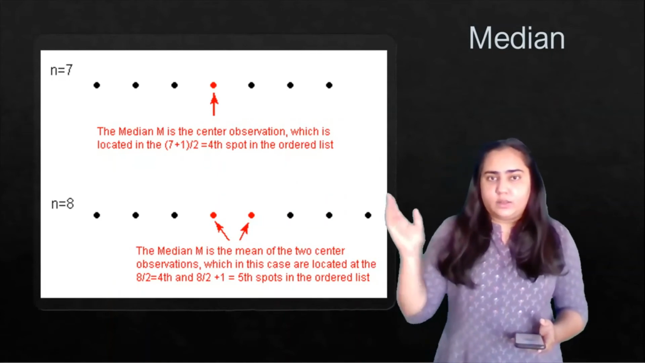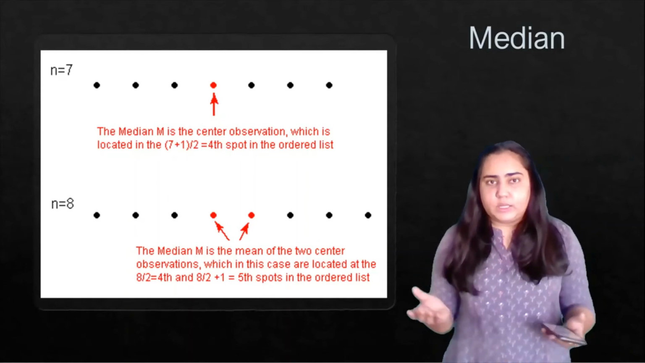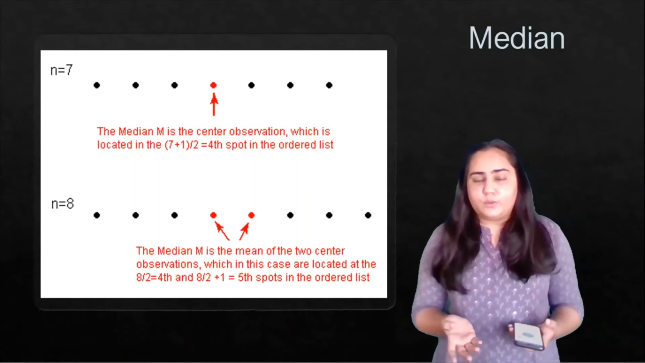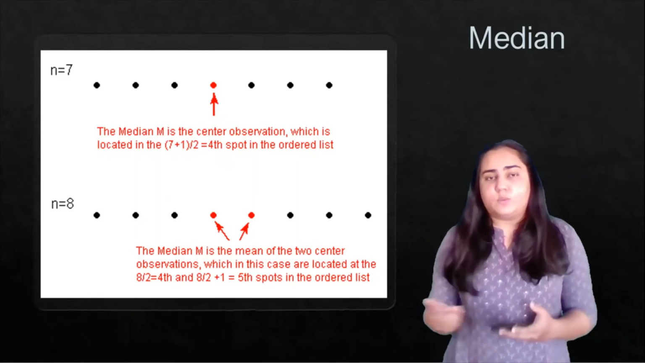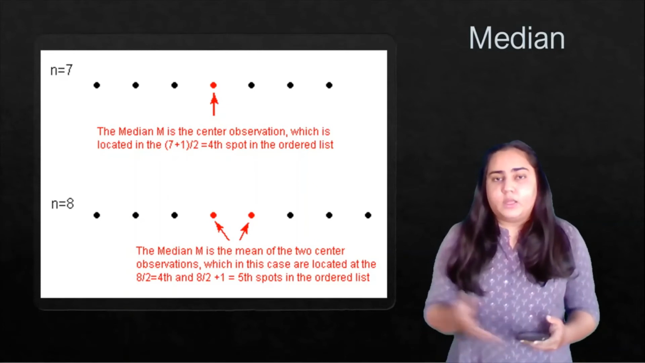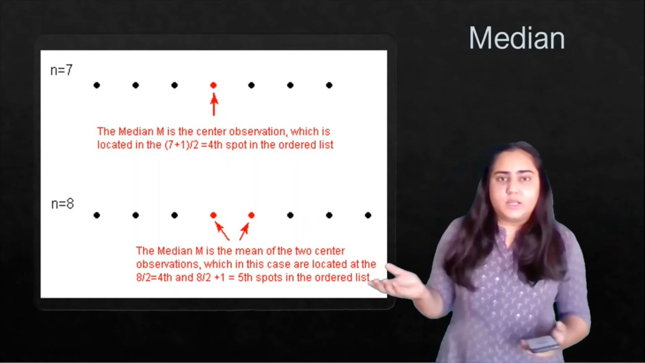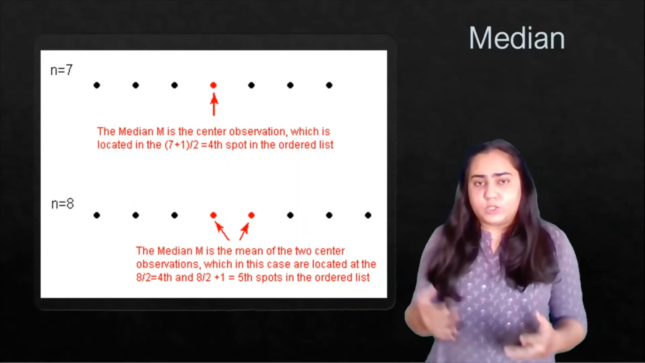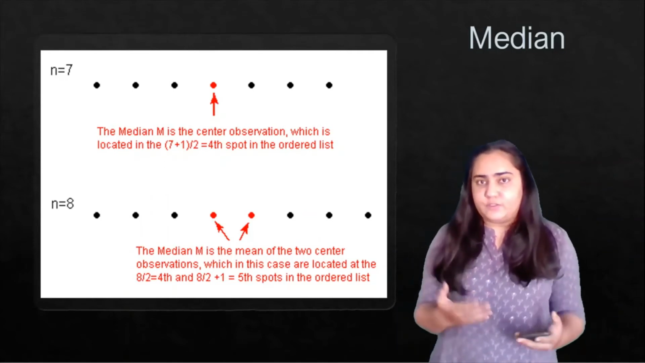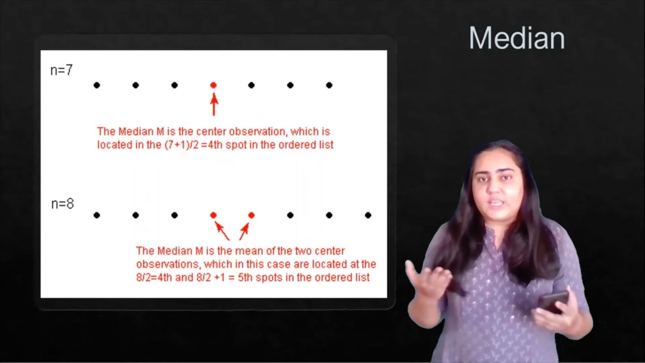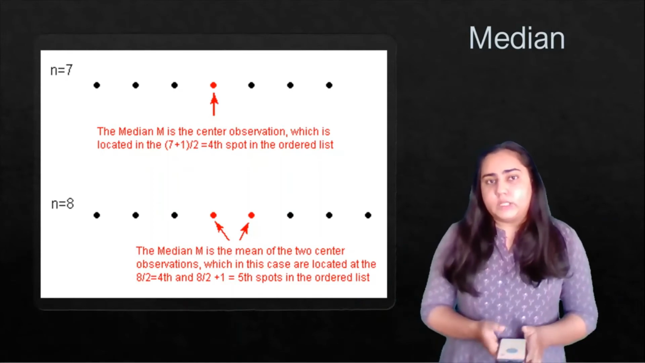You can see in the first example, n is equal to 7. So the median is the fourth value because you just have to do 7 plus 1 by 2, which gives you number 4. In the next one, n is 8, which is an even number. So in this case, you will do n by 2, which gives you 4, and then you will do n by 2 plus 1, which gives you 5. So you will take the average of the fourth and the fifth observations in order to get the median here.